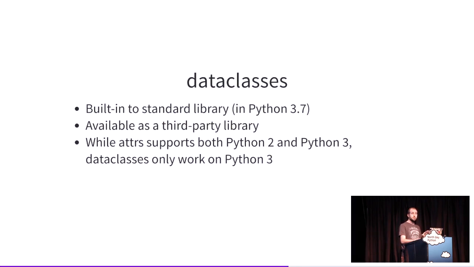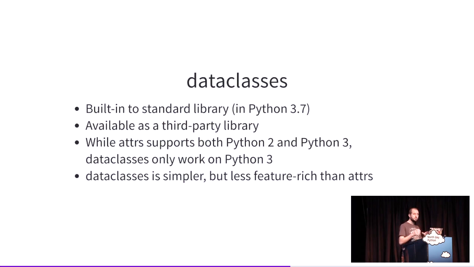Regardless of whether you're in Python 2 or Python 3, if you're looking for more features than data classes provides, I would also look at attrs. Attrs is a little bit more feature-rich than data classes are, and it actually predated data classes. In fact, the inspiration for data classes was attrs, this third-party library. So check it out if you haven't yet.